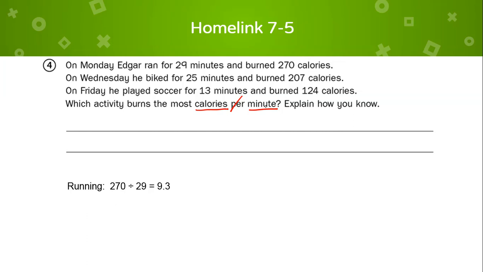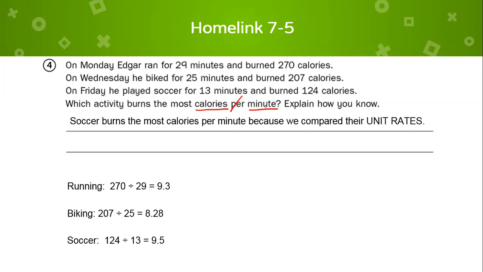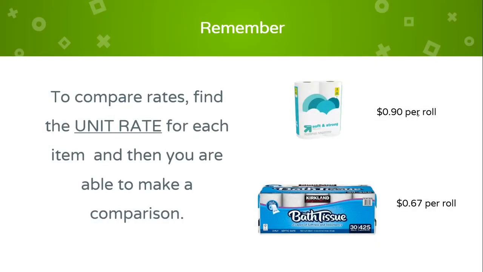Okay, guys, so running is 9 and 3/10 calories per minute. Biking ends up being 8 and 28 hundredths. And soccer is 9.5. So which one burns the most calories per minute? Well, it's soccer. And it's because we compared their unit rates. All right, guys. So remember, to compare rates, you have to find the unit rate for each item, and then you're able to make a comparison.